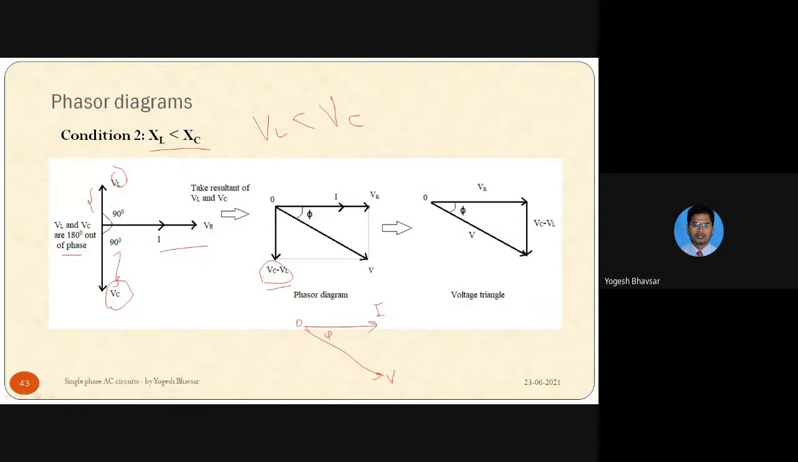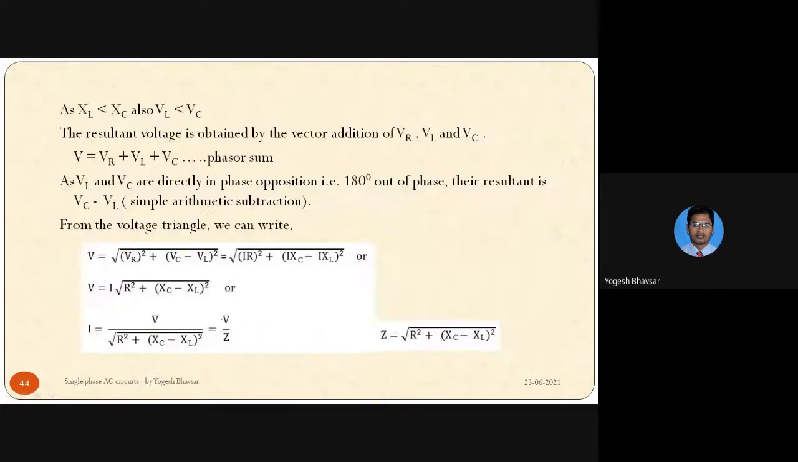Okay, now let us have a voltage triangle from it. Consider this triangle. Then this base side is VR here. The adjacent side is VC minus VL, and the hypotenuse is only V. And the angle phi as it is. Right? So this is the voltage triangle.